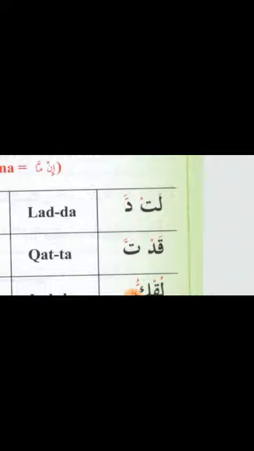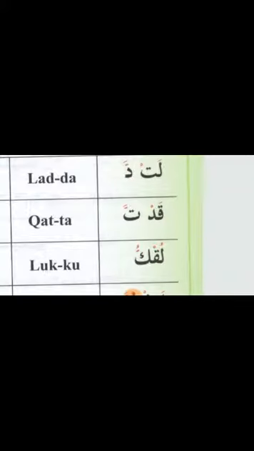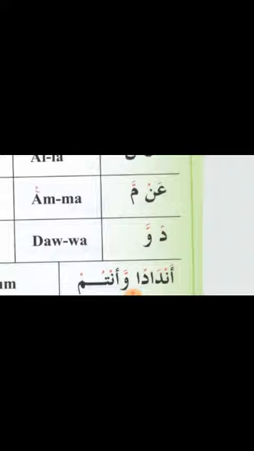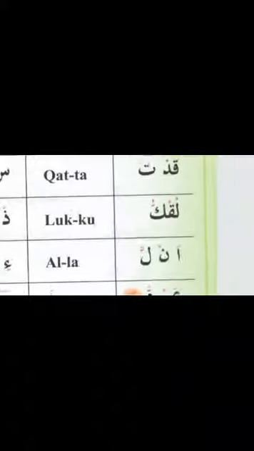Lad da. Similarly in the next word, we have shadda on ta. So this means we have two ta here. First ta is with sukoon. We have to merge this ta with kaf. It will become kat. Kaf, fatha, ta, sakin, kat. Then ta fata ta kat ta. In the next word we have shadda on kaf, so we merge kaf sakin with lam. Luku. Then we have shadda on lam. Allah, amma, dawa. So read all these words.